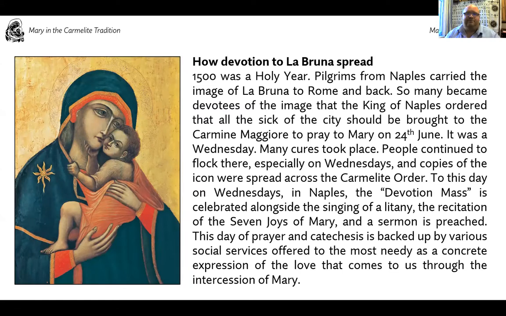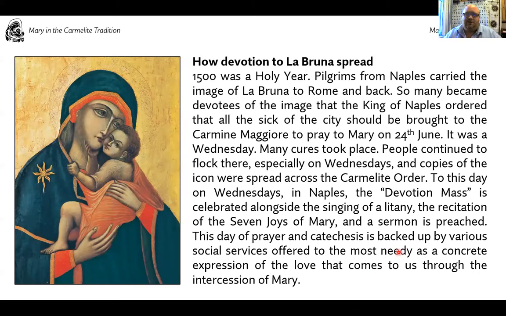So many people became devotees of the image that Our Lady, the icon, was displayed in the square outside the Carmine Maggiore on the 24th of June. And it was a Wednesday. I'll explain in a minute why that is significant.